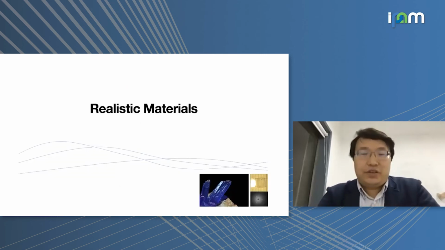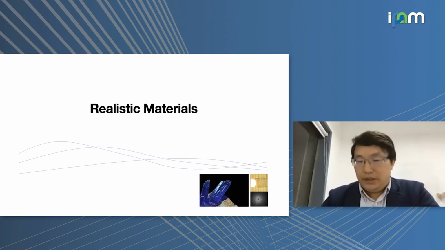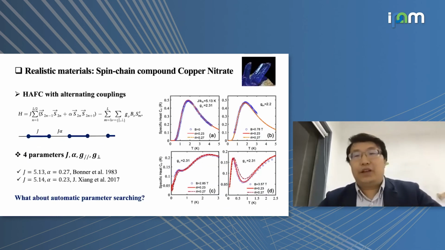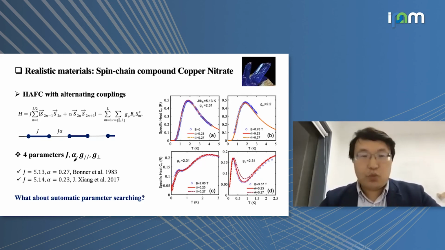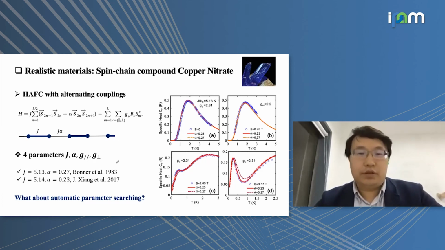So with this test, let's jump into realistic materials. The first compound that we consider is copper nitrate, which is a spin 1 chain. We start with the spin 1 chain. It has a strong and a weak bond, so it's an alternating chain. It has parameters J and alpha, and of course some lambda factor.